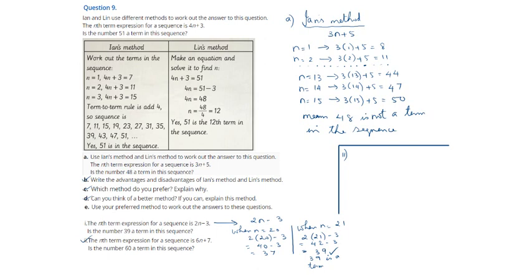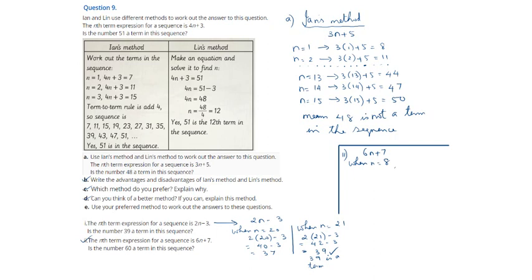The given expression is 6n plus 7. So is 60 a term in this sequence? Is 60 a term of the sequence? We will find it out. Now we will put 8 when n is equal to 8.